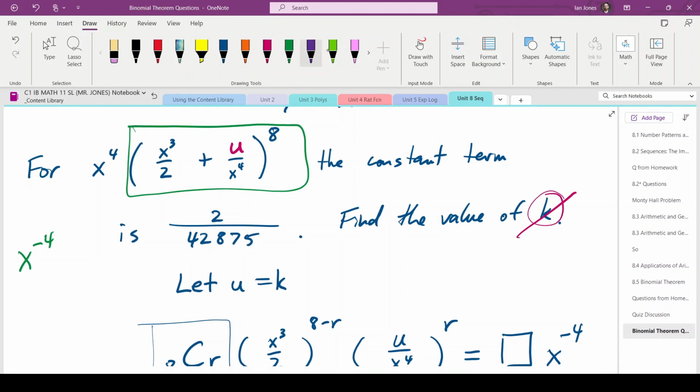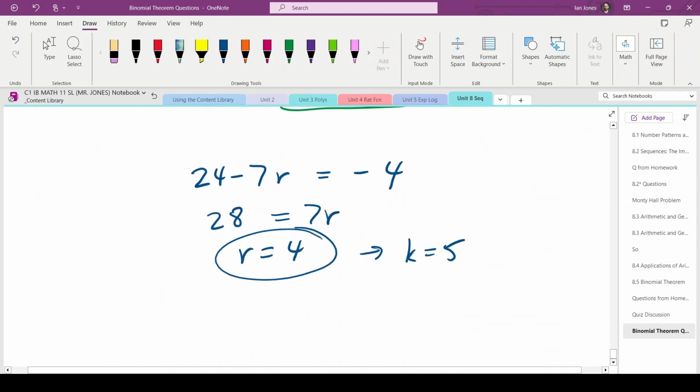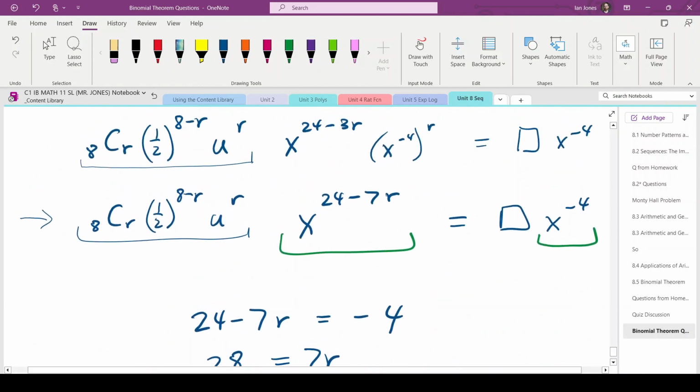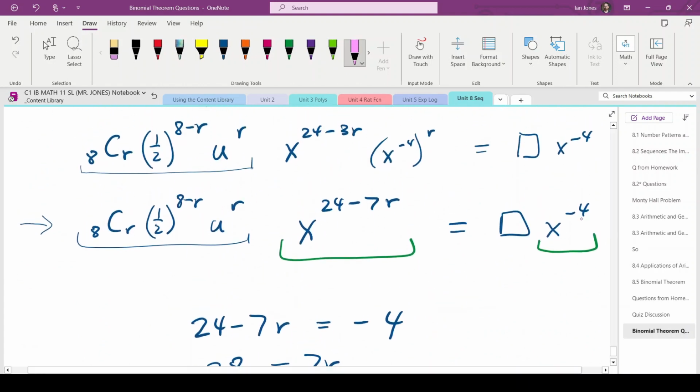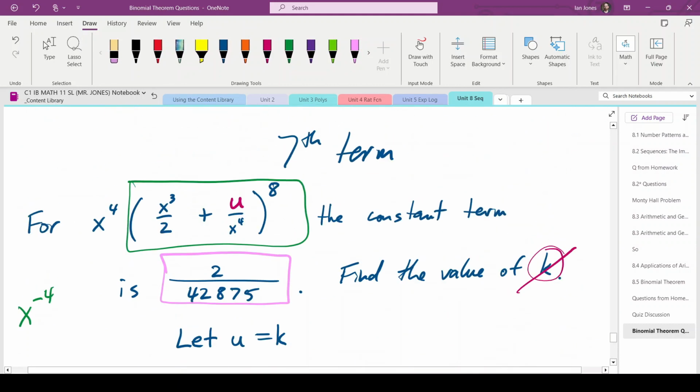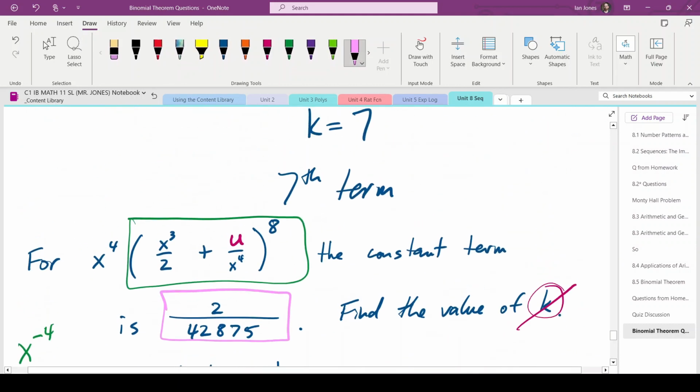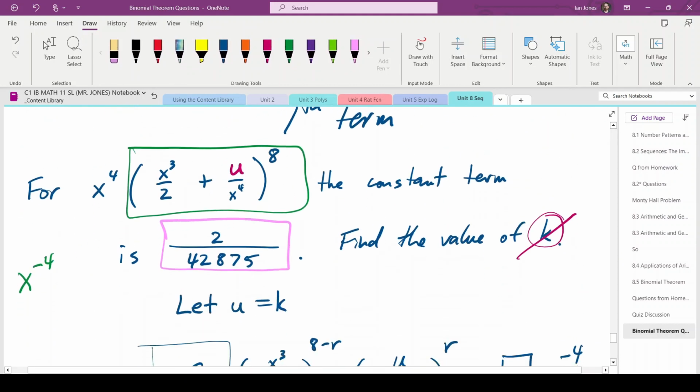Here it is. The coefficient has to be this rather unpleasant fraction. Now, you might be saying at this point, well, why is that if this is x to the negative 4? Well, because, don't forget, at the very end, we multiply it by x to the 4. So this really is the constant term.